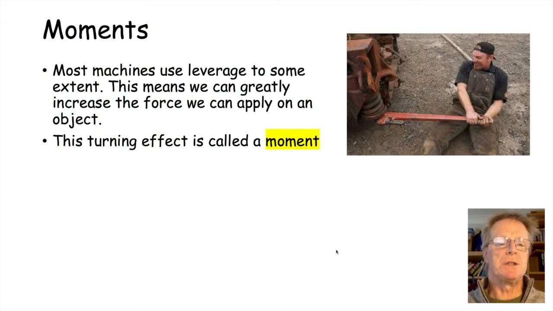Most machines use leverage to some extent. And this means we can greatly increase the force that we can apply on an object. And you've got a picture there of a guy tightening up a nut on some sort of vehicle using a great deal of force over a long distance. And the turning effect that you produce is called a moment.